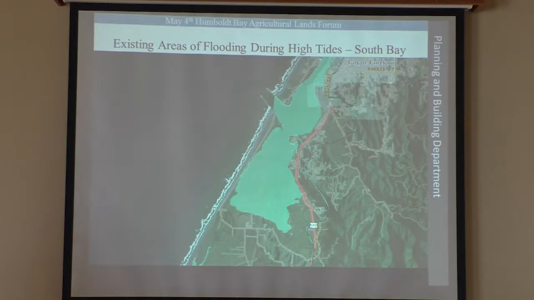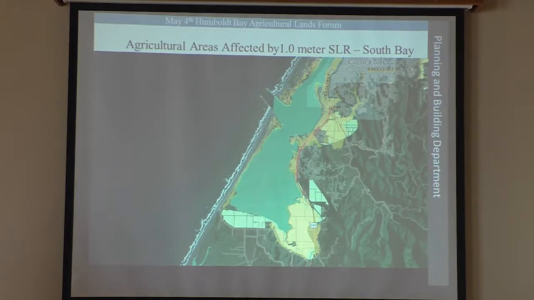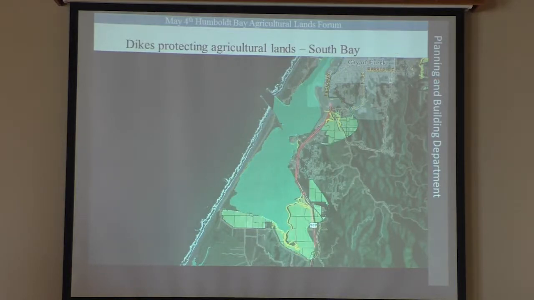Going to do the same thing around the south end of the bay. This is existing areas that are subject to inundation. This would be the areas that would be subject to inundation with a 3 meter or a 1 meter increase in sea level rise. Again, starting to show the areas now that are agricultural lands in relationship to that, and showing the dikes in the southern portion of the bay.